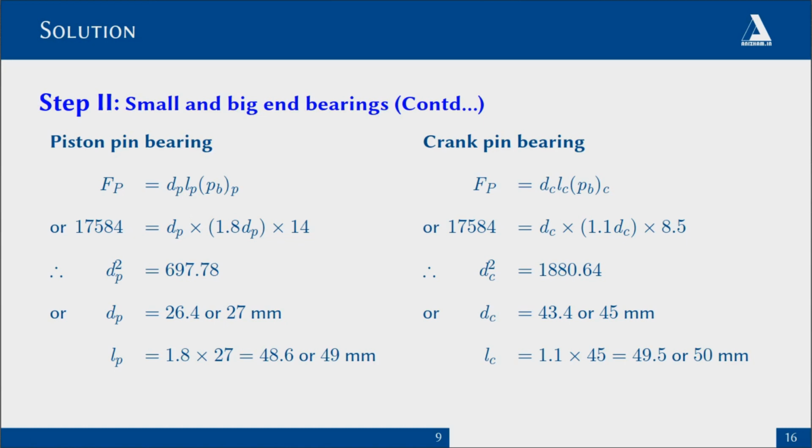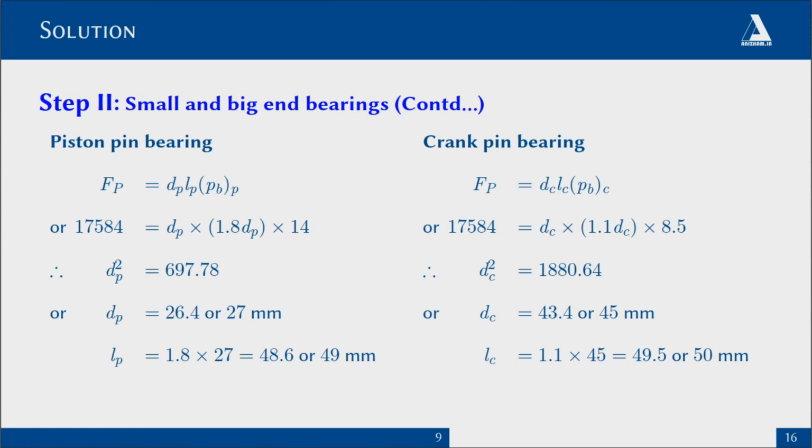So for the piston pin bearing, FP equals DP LP PBP, where FP is 17,584 and DP is the value that we have to find out, that is the diameter of the piston pin bearing. LP is the length of the piston pin bearing, that is 1.8 times DP, and PBP is the allowable bearing pressure, that is 14. So from the relation we get DP as 26.4 or 27 millimeter. So LP will be 1.8 times 27, that is 48.6 or 49 millimeter.